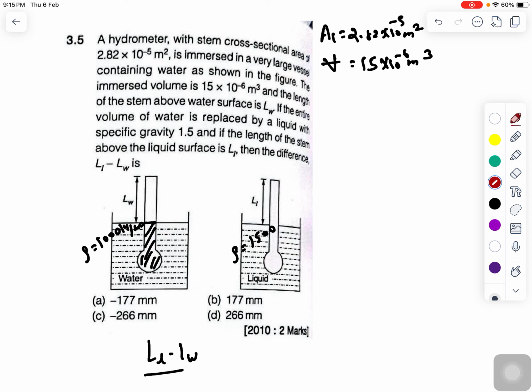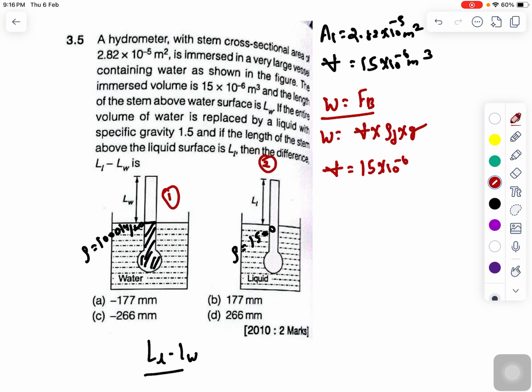Let's say I am talking about the first diagram and this one is the second diagram. The weight of the object is balanced by the buoyancy force, F buoyancy, right? We don't know the weight of the object, but what is the buoyancy? It is the volume of the object which is submerged multiplied by the density of fluid into g. Is that clear? But what is the volume of the object that is submerged? That volume is given to you, 15 into 10 to the power minus 6 meter cube. Is that clear? Okay. So what is the volume?